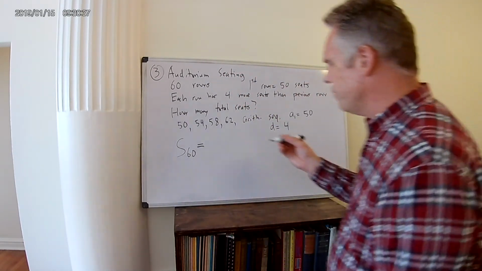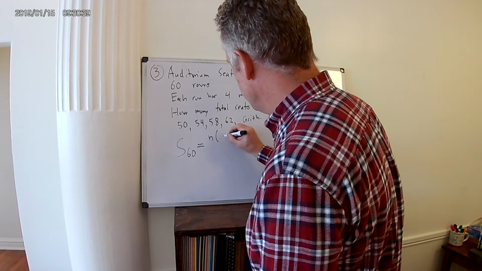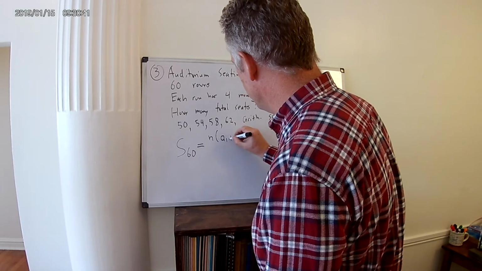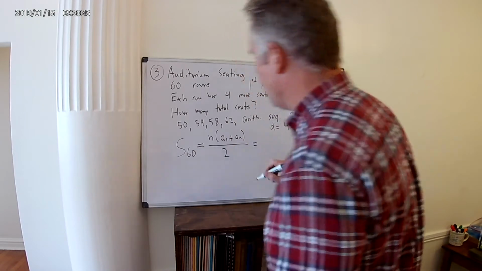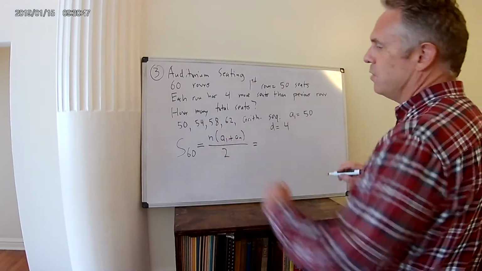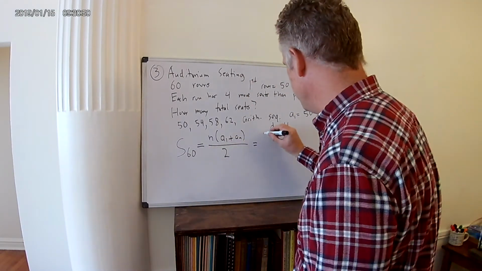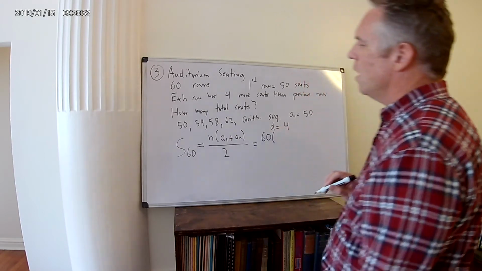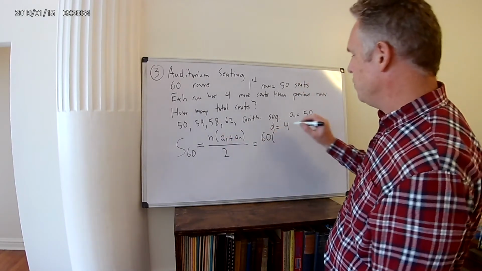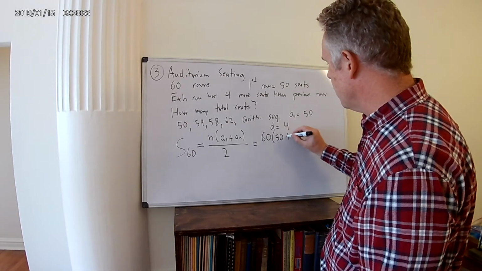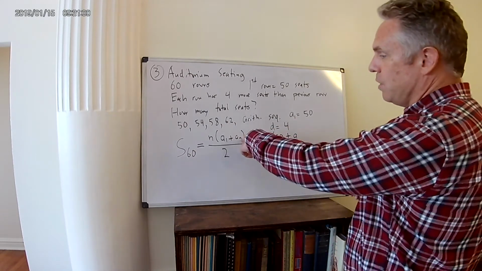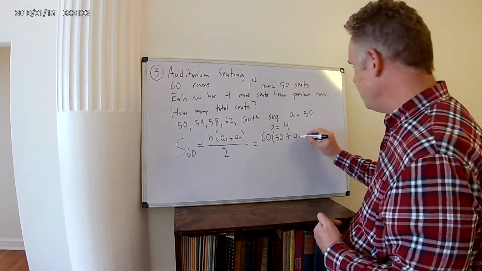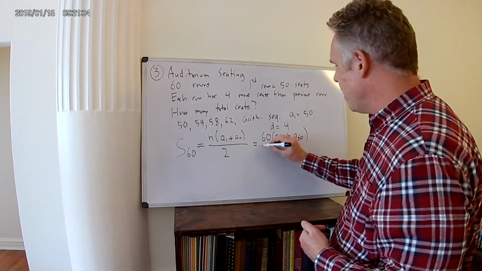I can now use my formula for a partial sum of an arithmetic sequence, n times a1 plus an, over 2. In this case, our index is 60, so I plug in 60 for n. a1, I know, is 50, since I have 50 seats in the first row. Now an is a sub 60, the number of seats in the 60th row, divided by 2.